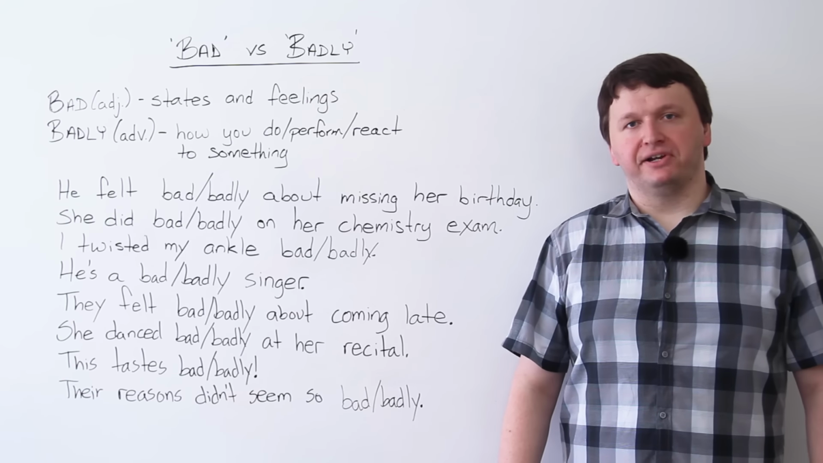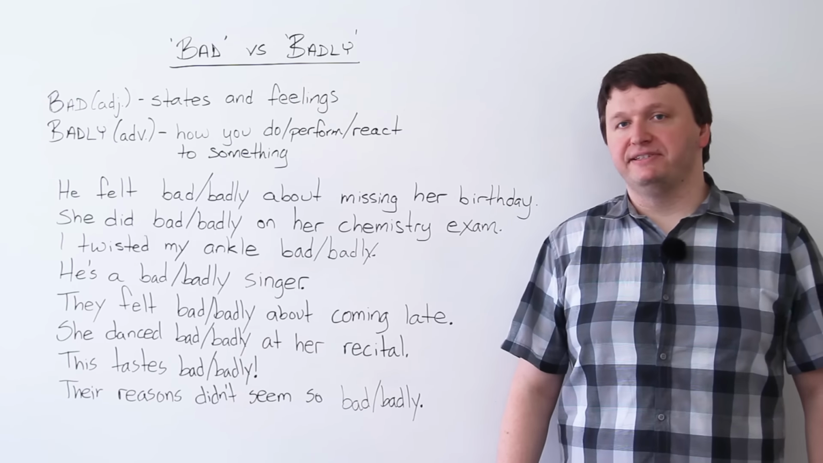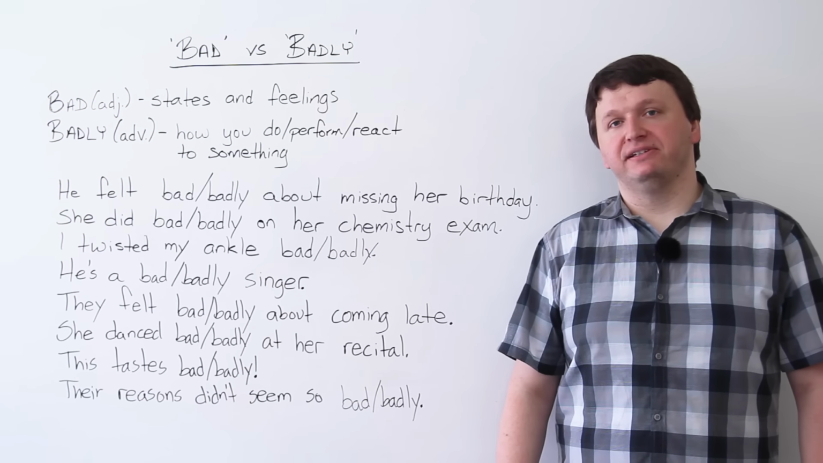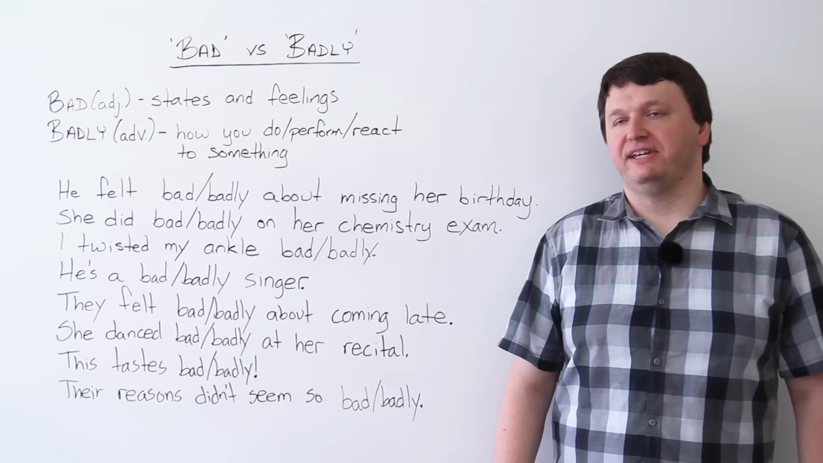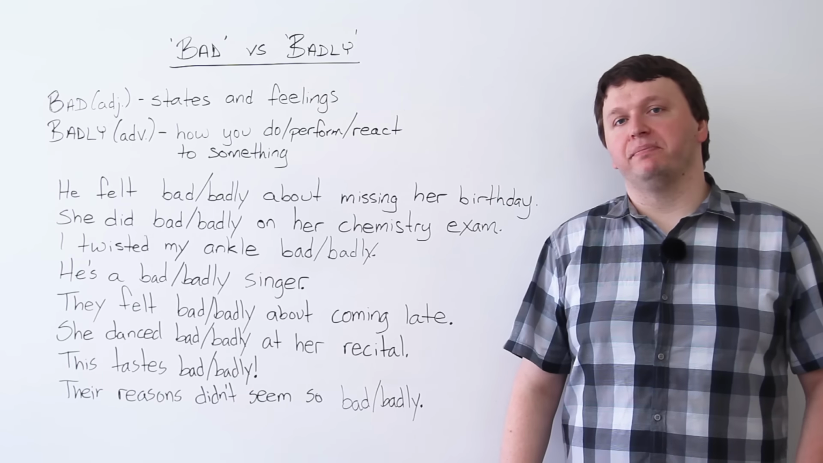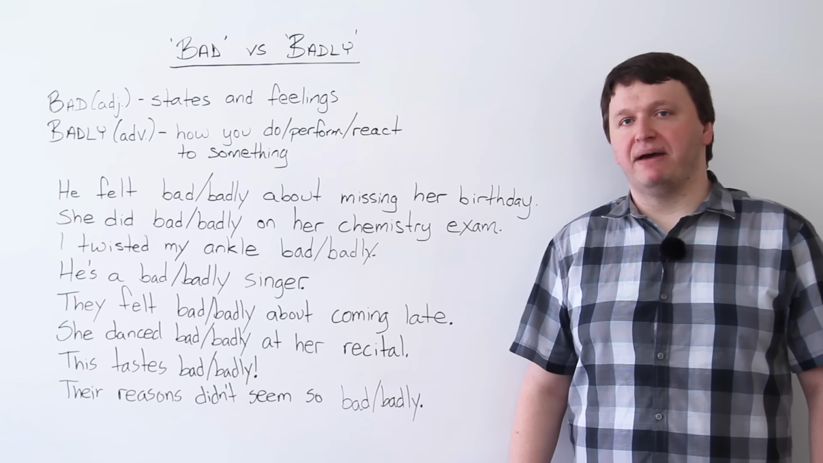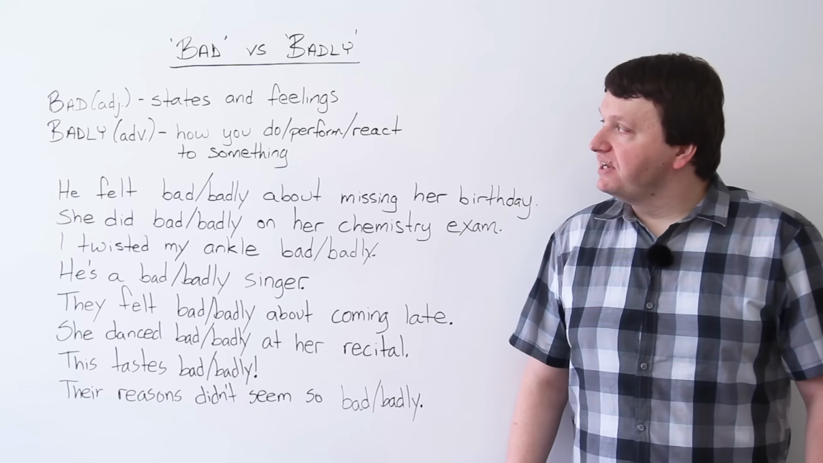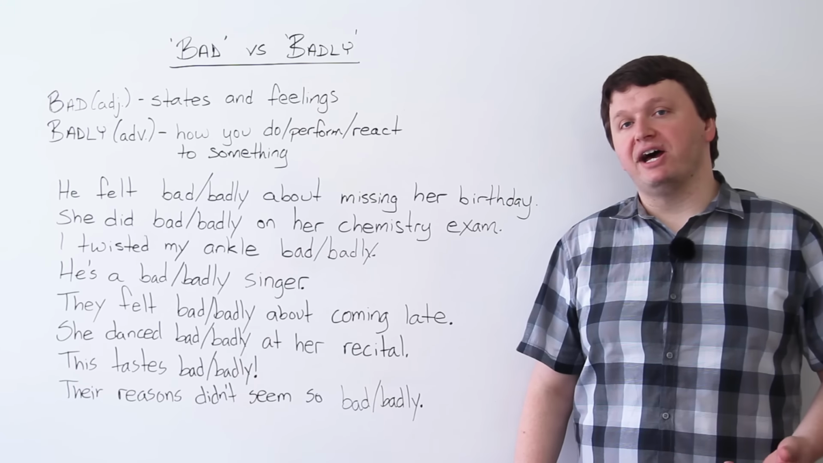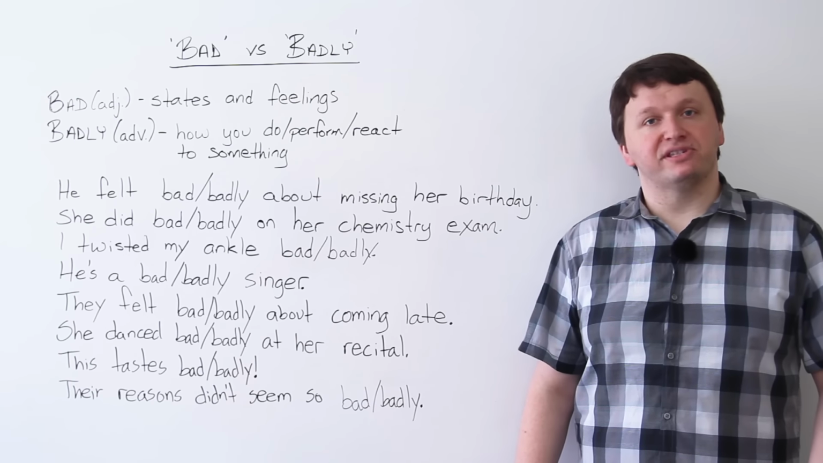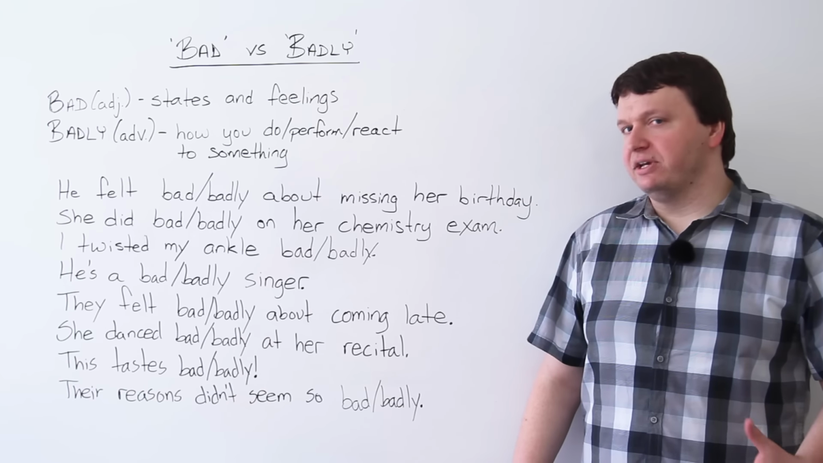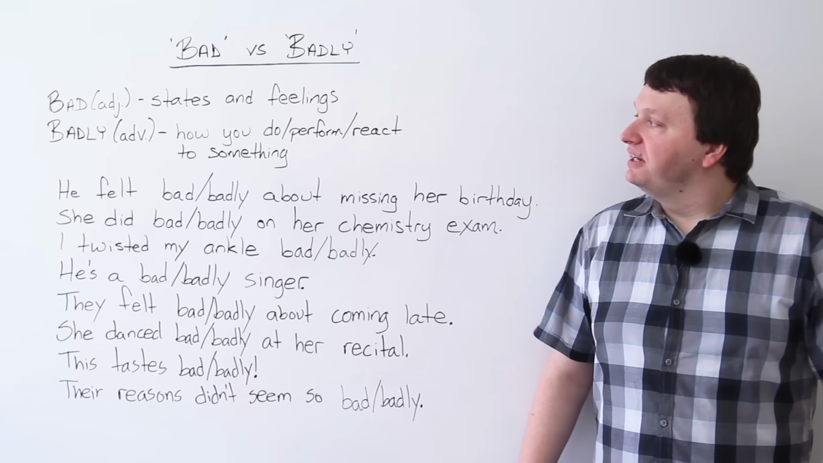Now, this lesson is a complement to a past lesson that I did on good versus well. And with bad versus badly, it's actually a very similar kind of case. So, very simply, first let's look at the parts of speech that bad and badly represent. As I have written here, bad is an adjective, which means that it describes either a state of something or someone or a feeling. Okay? So think of states and perceptions, feelings with bad.